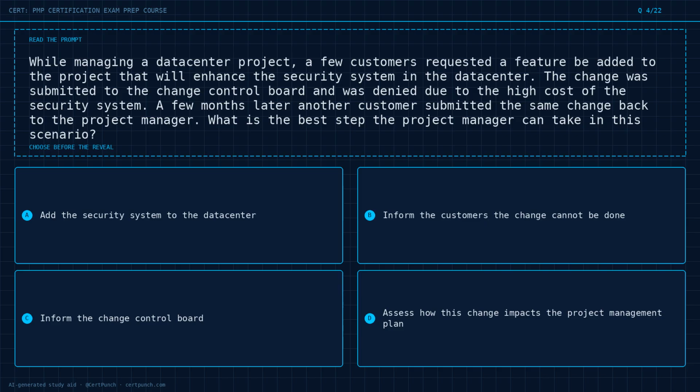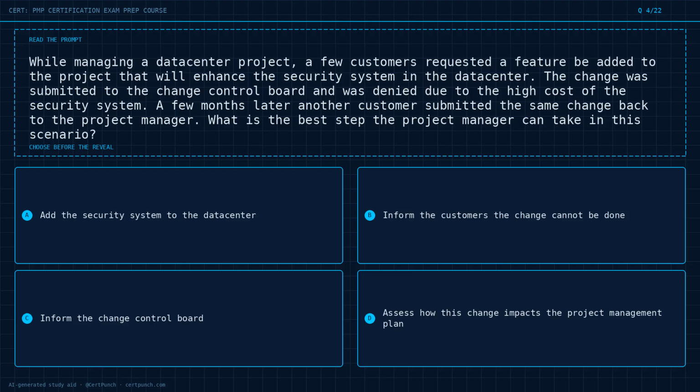Question 4 of 22. While managing a data center project, a few customers requested a feature be added to the project that will enhance the security system in the data center. The change was submitted to the change control board and was denied due to the high cost of the security system. A few months later, another customer submitted the same change back to the project manager. What is the best step the project manager can take in this scenario?